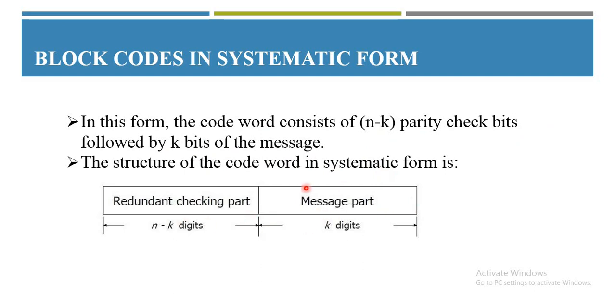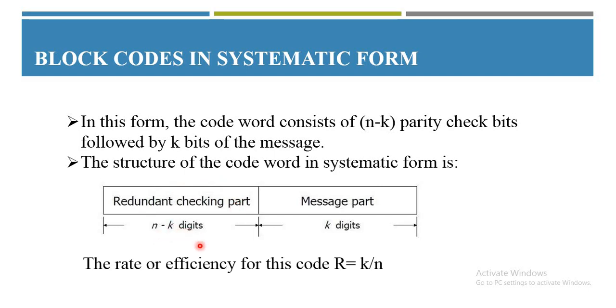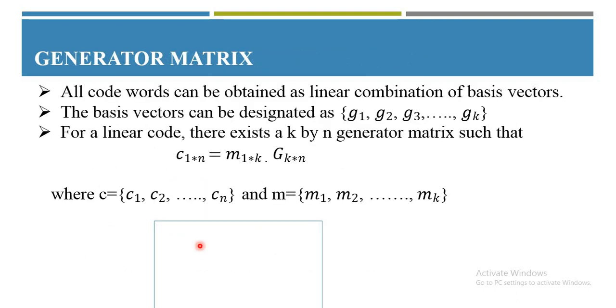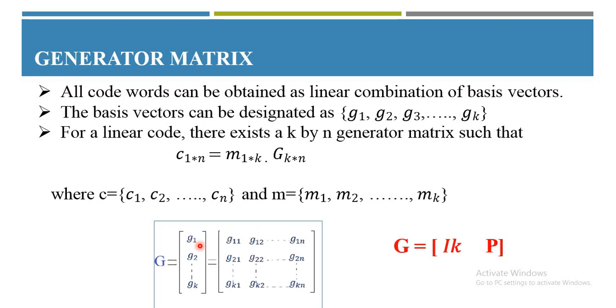So we have one section of message bits and a second section of redundancy bits with a size of n minus k bits, and the rate or efficiency of the code is given by k by n. Then the generator matrix. The generator matrix is a matrix used for generating the code word. The representation of the generator matrix is [I_k : P], where I_k is an identity matrix of size k and P is the P submatrix. So this is the generator matrix used for generating a linear block code.